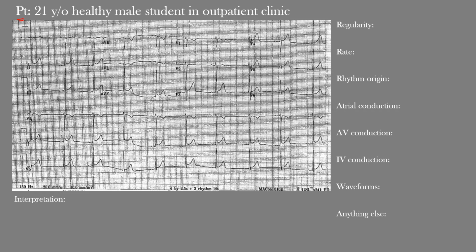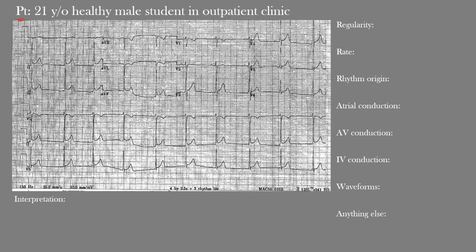Next, we look at the heart rate, okay? So simply determine the heart rate, then we look at the rhythm origin. That is, where is the rhythm actually starting from within the heart? Then there's the atrial AV, or atrioventricular, and then intraventricular, or IV conduction. And here we're looking, is the conduction normal, okay? Is there prolonged QRS or PR interval, or even P wave here, okay?